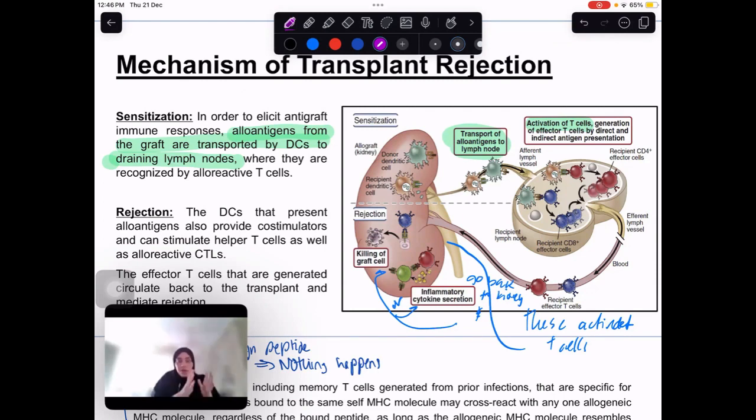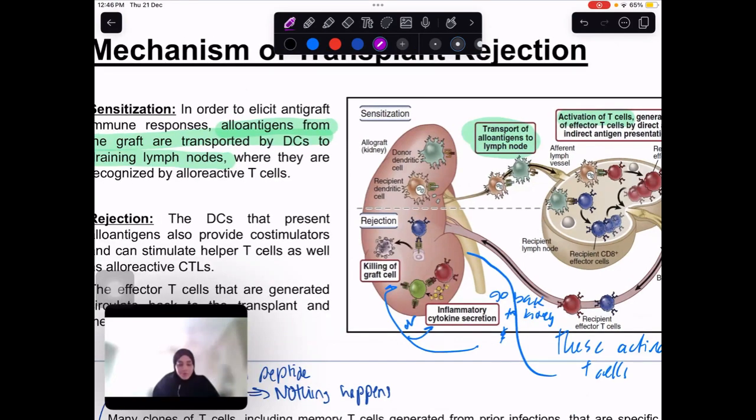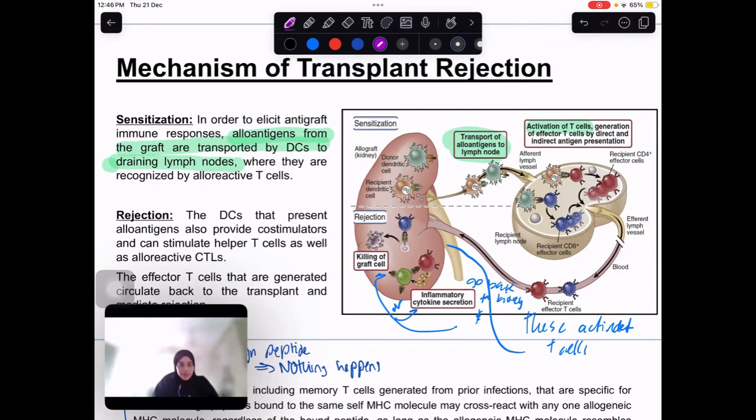What happens is that the antigens from the graft are going to be transported. The dendritic cells are going to be transporting any antigens from this graft, and they're going to go to the lymph node. When they go to the lymph node, this is the sensitization only.